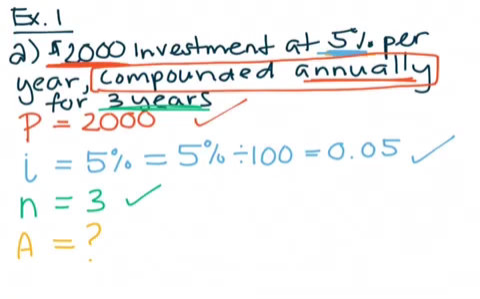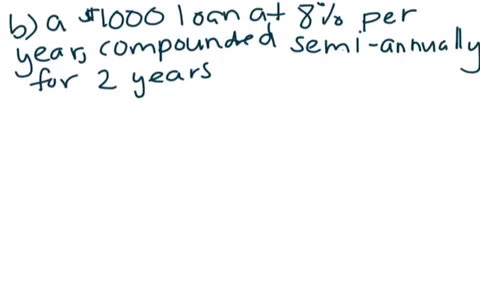Okay, and in B we have the exact same question. Find A, P, I, and n given the following information. So we're told we've got a $1,000 loan at 8% per year, compounded semi-annually for 2 years. So I already know we're dealing with semi-annually. Okay, so I know where I'm going to go on my chart. So let's write out all the things that we're looking for again.